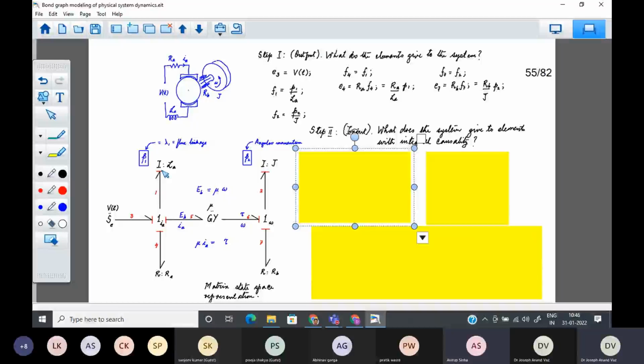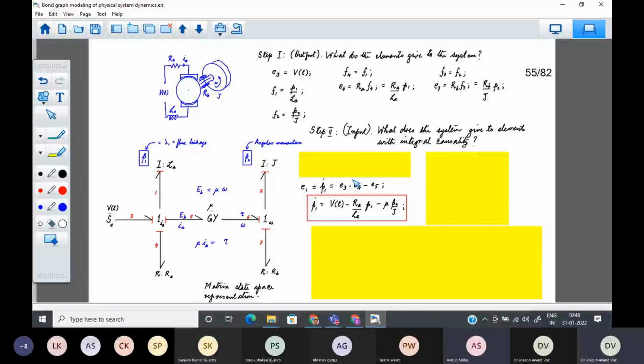You can see from the causal structure, it is giving effort 1 to this I element. So effort 1 can be written, in terms of its state, as the time derivative of P1. So effort 1 is equal to P1 dot. And you can see that P1 dot, that is this effort 1, is actually effort 3 minus effort 4 minus effort 5. Okay, effort 3 minus effort 4 minus effort 5.